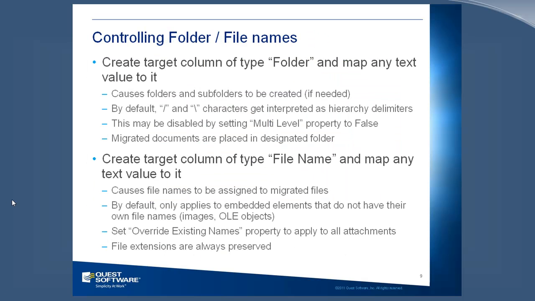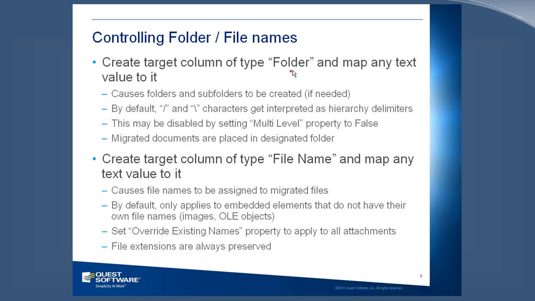Okay, one more thing before we go to demos again. I want to talk about some of the control you have when you're mapping things. You can decide to put your documents inside a folder if you want to, and I showed you this in week 1, where you could take any piece of notes data or some formula and map that to the folder name, and you basically create a target column of type folder, and then you can map text to it.